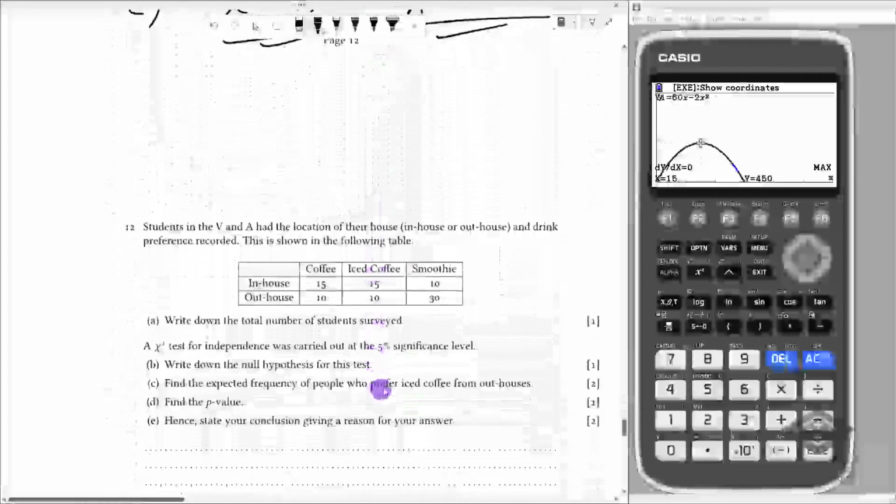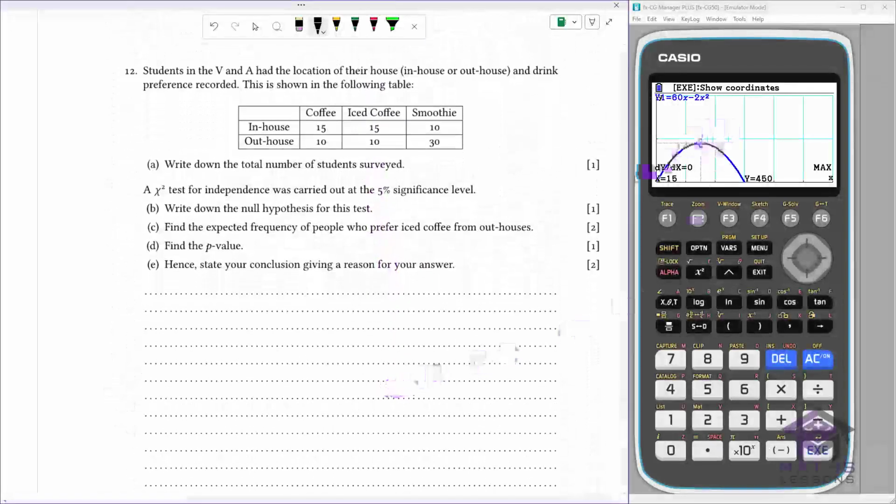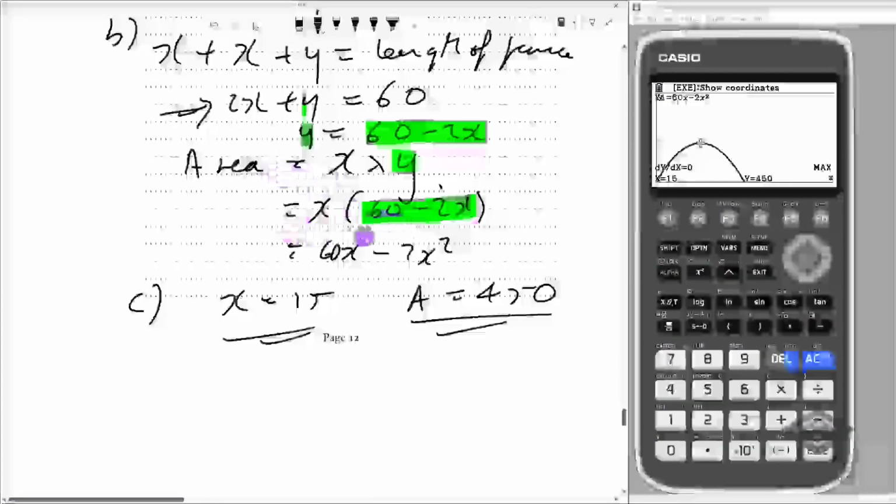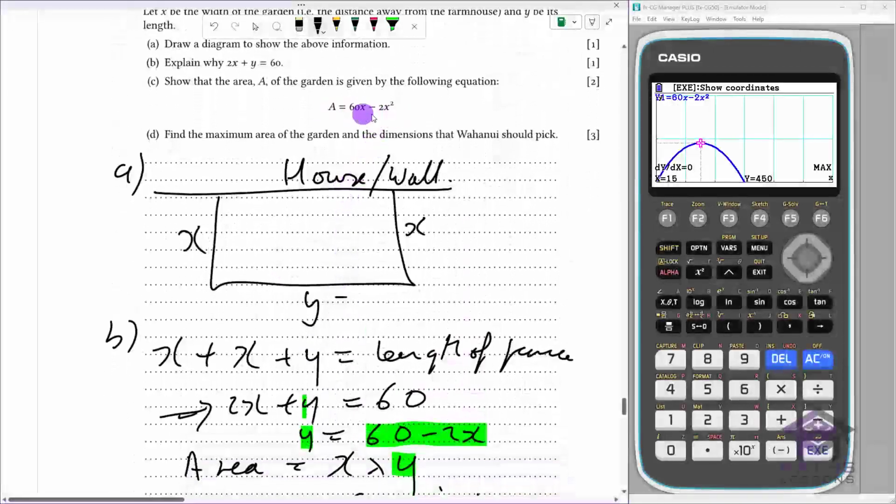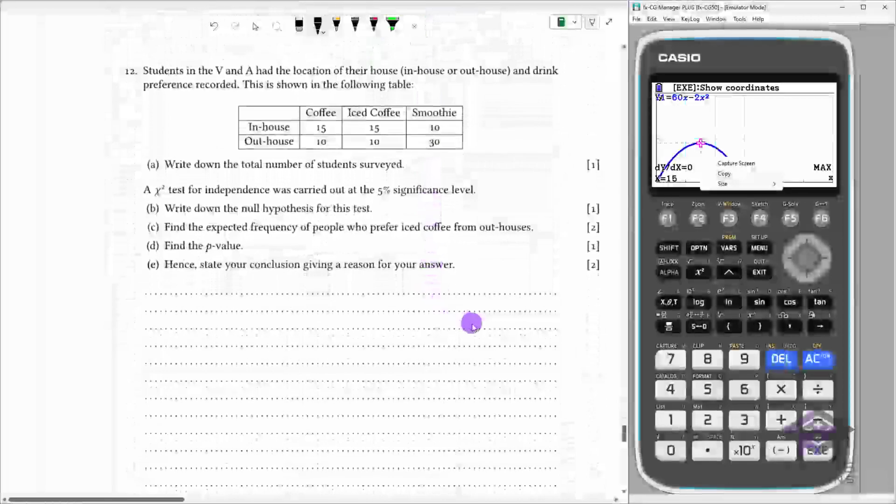Okay? Moving on. Do remember, if you don't get the equation, you can use the equation to put it into the graphical calculator and draw it to find maximums and minimums.